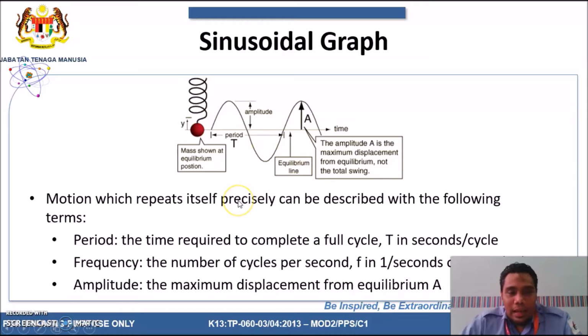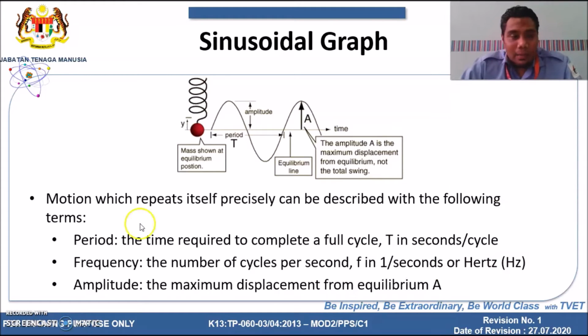Okay, motion which repeats itself precisely can be described with the following terms. So from this sinusoidal graph we will get several terms. Number one is period, or time period. The time required to complete a full cycle, one complete full cycle, is called period. A symbol of T, and is measured in seconds per cycle. Usually in seconds.